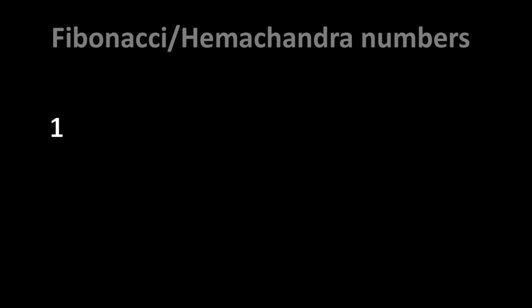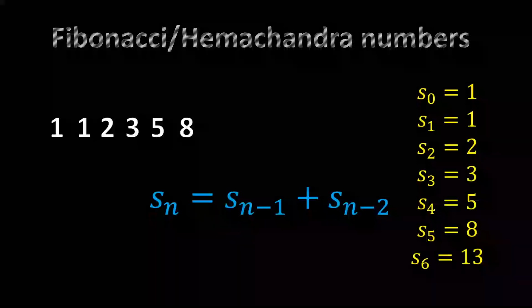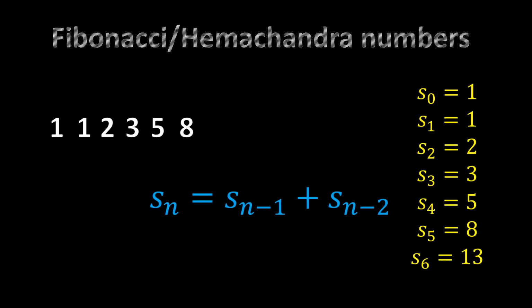The zeroth Fibonacci number is 1, the first Fibonacci number is 1, the second Fibonacci number is 2, the third Fibonacci number is 3, the fifth one is 5, the sixth one is 8, and so on. If I denote the nth Fibonacci number as Sn, then a pattern that I observe here is that Sn is equal to Sn minus 1 plus Sn minus 2. The first few Fibonacci numbers are written over here.